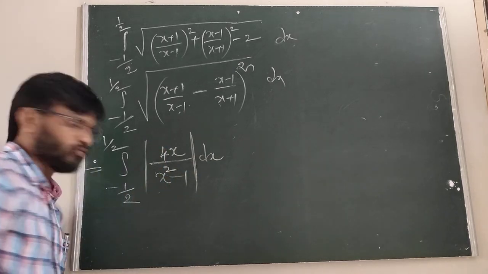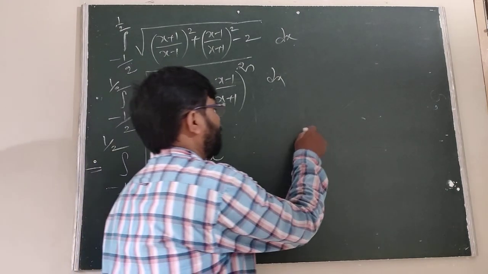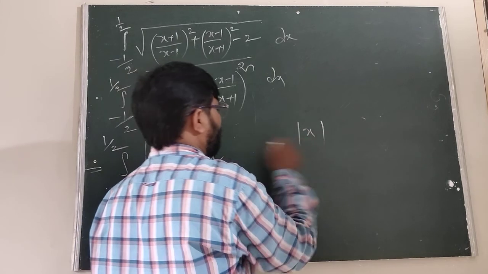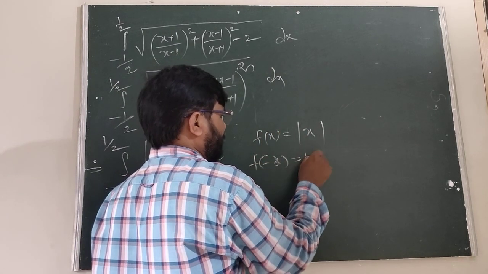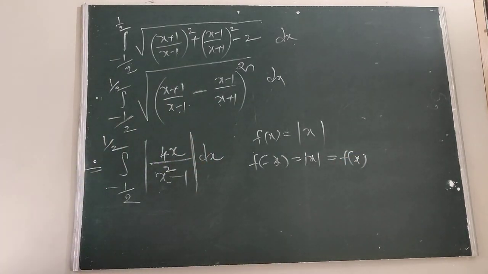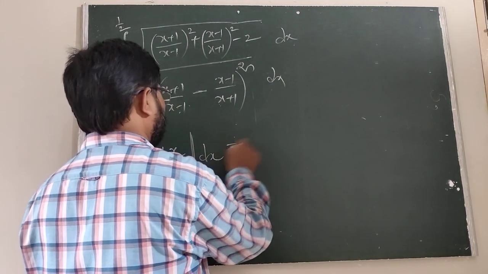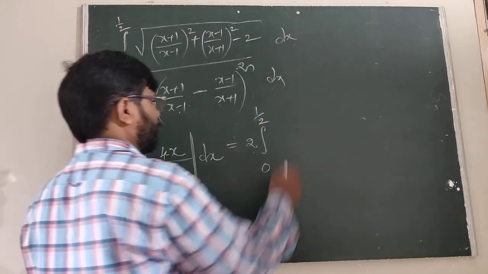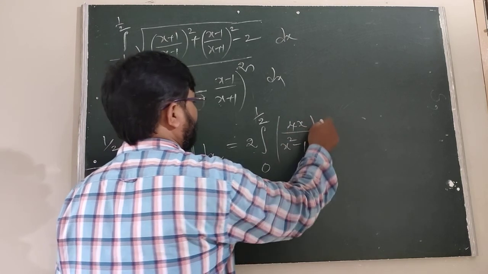When it is a modulus, we can use the mod function, the mod of x. The x square is positive, undoubtedly always even. When we are taking the mod x, undoubtedly the minus of x be the mod of x. This is f of x, it is an even function. When we observe it is an even function, then it will be written as twice into integral 0 to 1 by 2 of 4x by x square minus 1 dx.